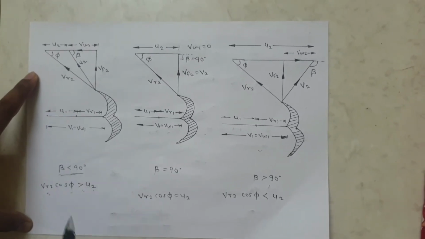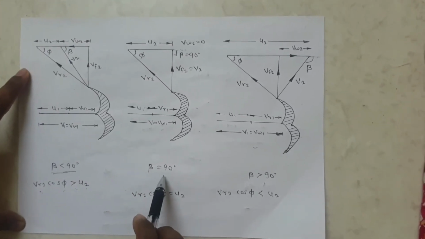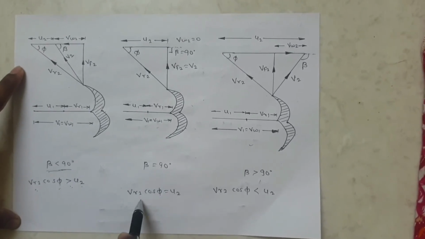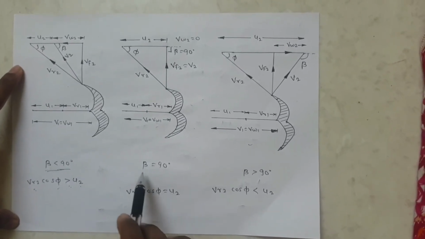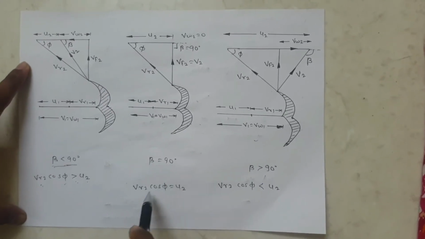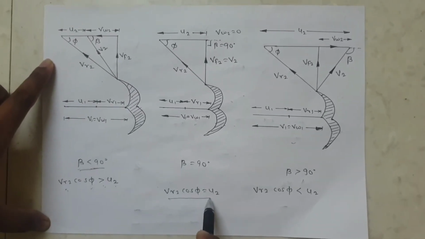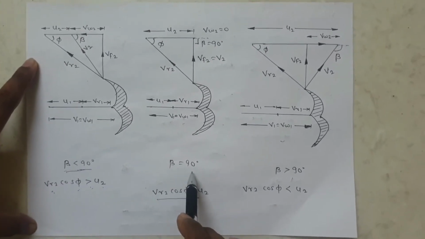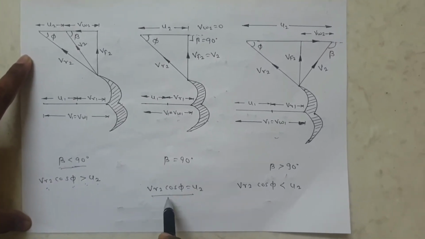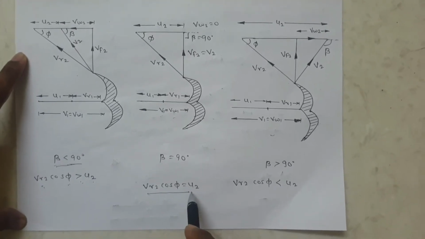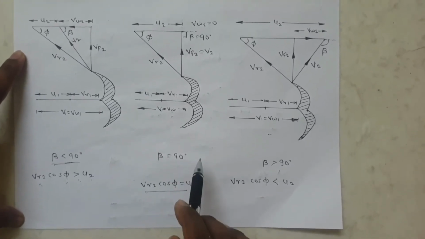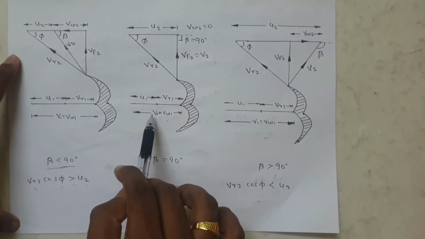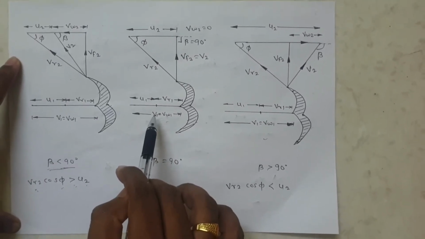Next one is beta equal to 90 degrees. If VR2 cos phi is equal to U2, at that time beta is equal to 90 degrees. You calculate VR2 cos phi, and if that value is equal to U2, then beta is equal to 90 degrees. The inlet velocity triangle is the same, it does not change.